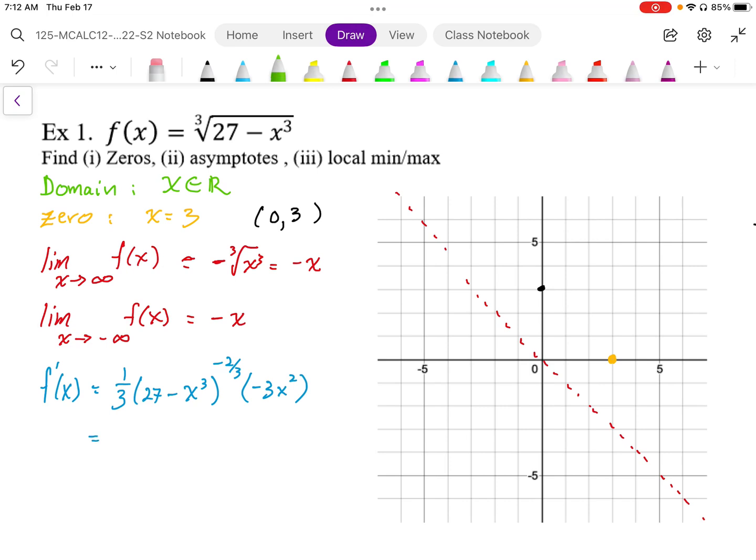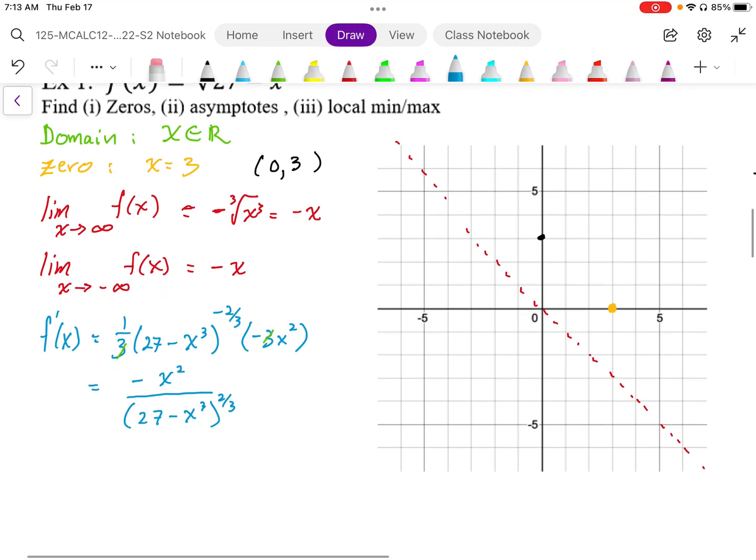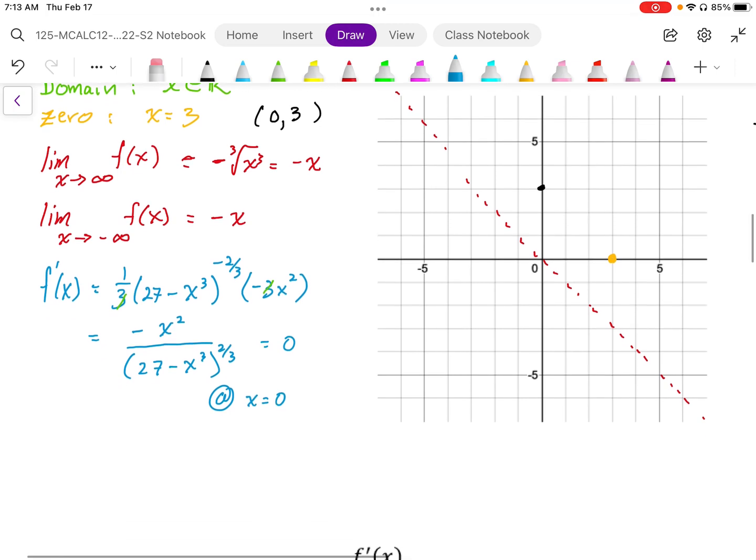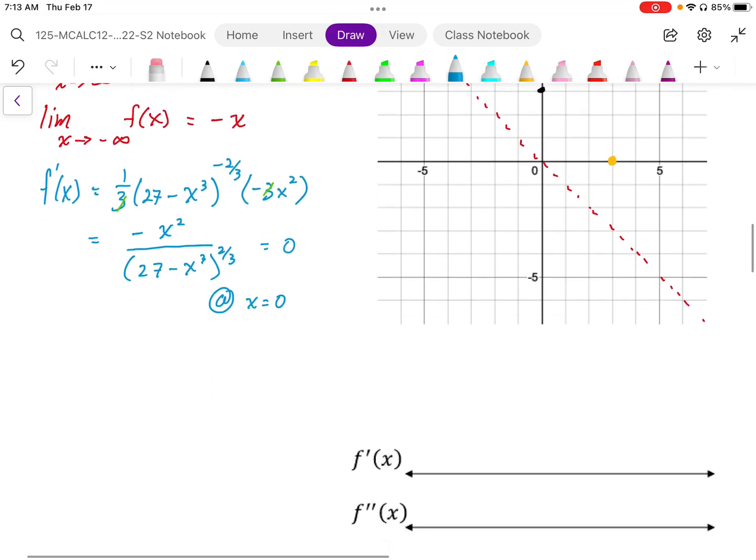Simplifying this expression, these negatives cancel out. That power is going to go in the denominator. So we end up with x squared on top, and in the denominator, we're going to end up with this expression, (27 minus x cubed) to the 2/3. The denominator is not defined at x equals 3, so we have a restriction there. And this is equal to 0 at x equals 0. So we have a horizontal tangent at x equals 0 and an undefined slope at x equals 3. So I'm just going to put that in. At x equals 0, we have a horizontal slope, and at x equals 3, we have an undefined slope.